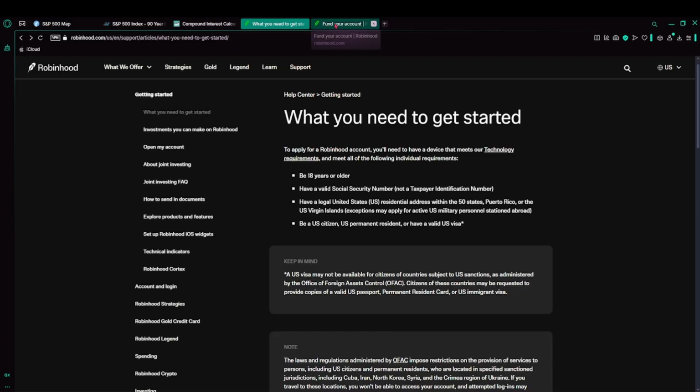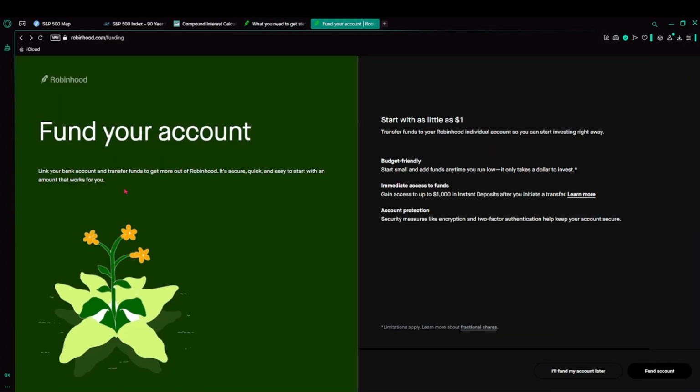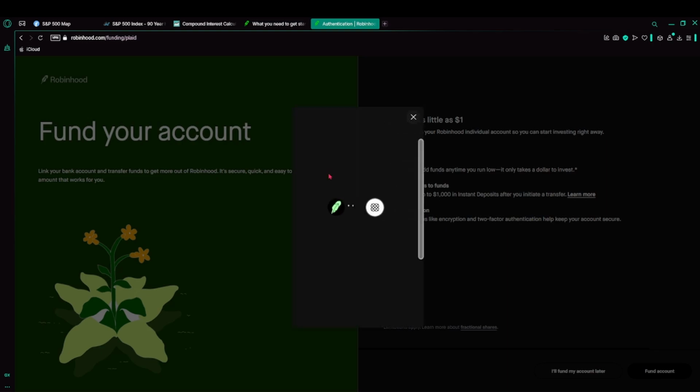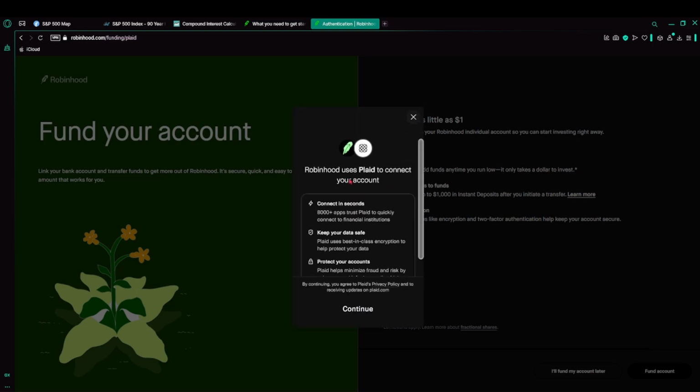But for now, we're gonna start, make an account, and after you make your account, you're gonna get to a page like this. It's gonna say fund your account, right? You're gonna link a bank account and transfer funds to get more out of Robinhood. It's secure, quick, yada yada yada. I'm gonna fund my account later, because I'm just gonna show you a couple things on this, one of my extra accounts. But you're gonna click fund account, add a bank. So I'll show you real quick. See what it says. They do it through Plaid.